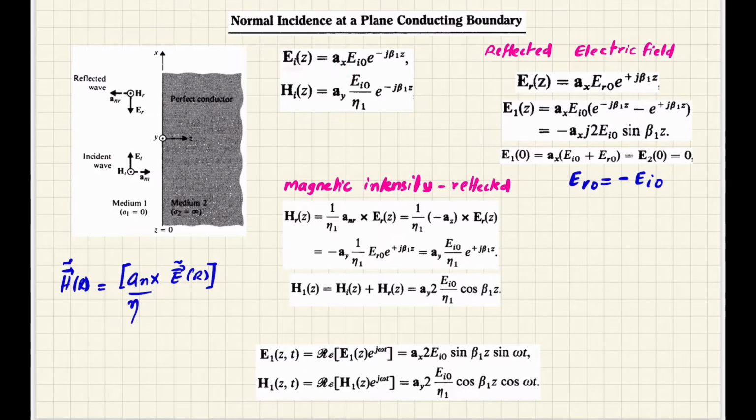The electric field is along the x-axis, and consequently you can find the magnetic field using the general expression a_n cross E, all in phasor notation, where eta is the impedance of medium 1. Here the propagation direction is z, so a_z cross a_x E_i0 e raised to minus j beta z, divided by eta 1, the intrinsic impedance of medium 1. So you get the magnetic field intensity in medium 1 for the incident wave. I represents the incident wave.